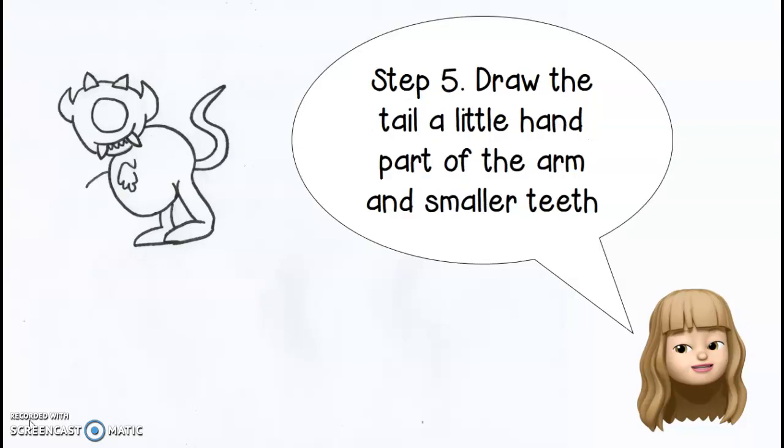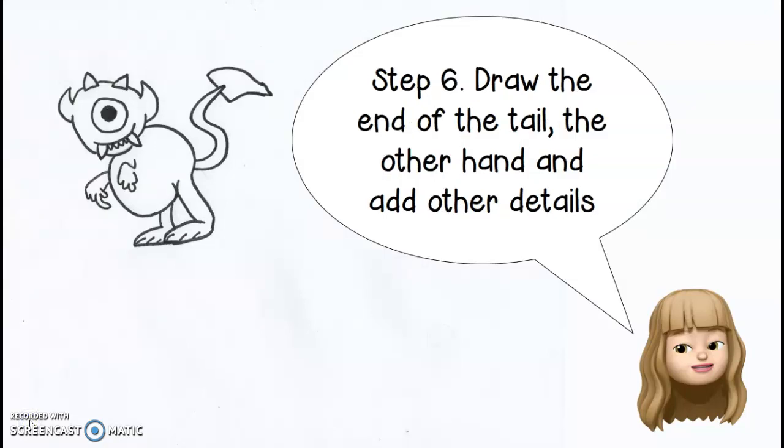Step 5 is to draw the tail, a little hand on the part of his body there, and a little part of the arm that's sticking off the left side of his body, and then do some smaller teeth in between the bigger teeth. Step 6 is to draw the end of the tail, finish the other hand, and then add any other details that you'd like.